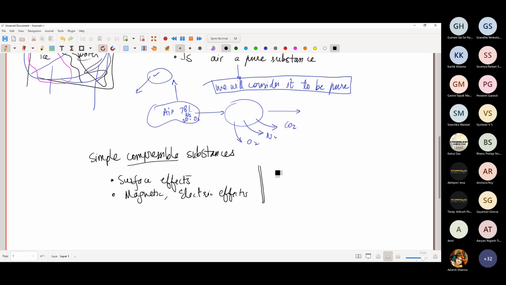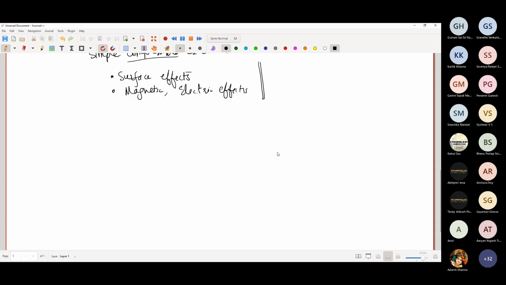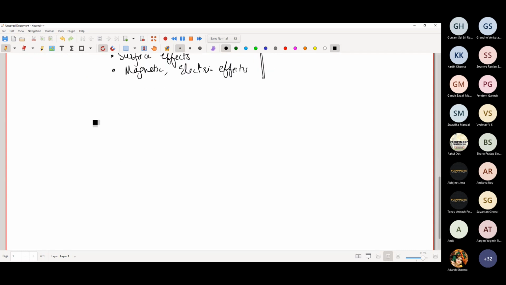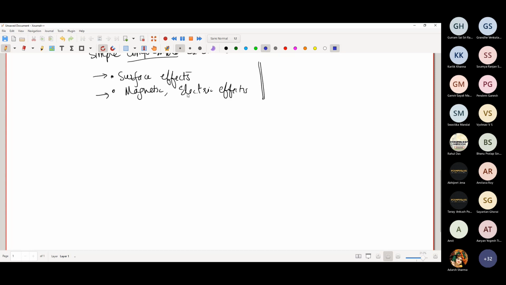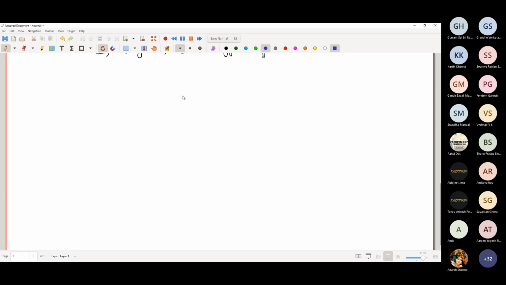All right, so let's proceed. I mean, this also would have been quite obvious, but there is another entire area of thermodynamics where you will deal with surface effects, where you will deal with magnetic effects, but this is not the place where you will do that. Now let's look at equilibrium in a pure substance.